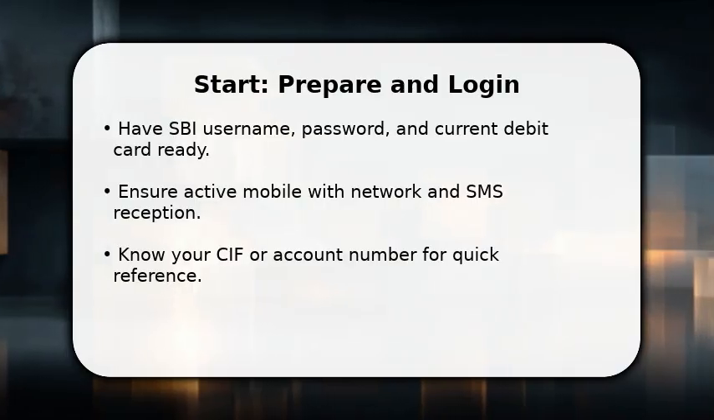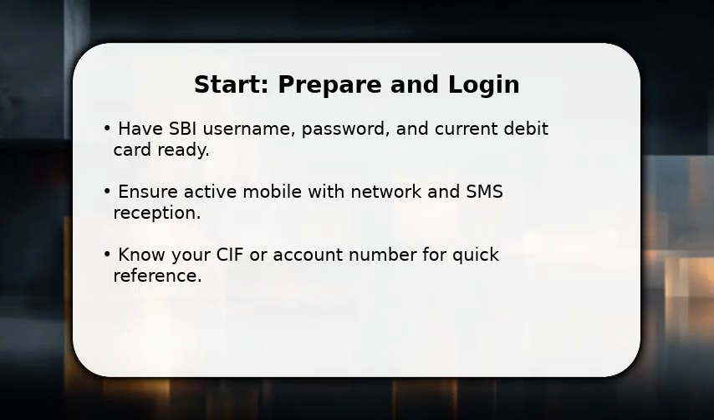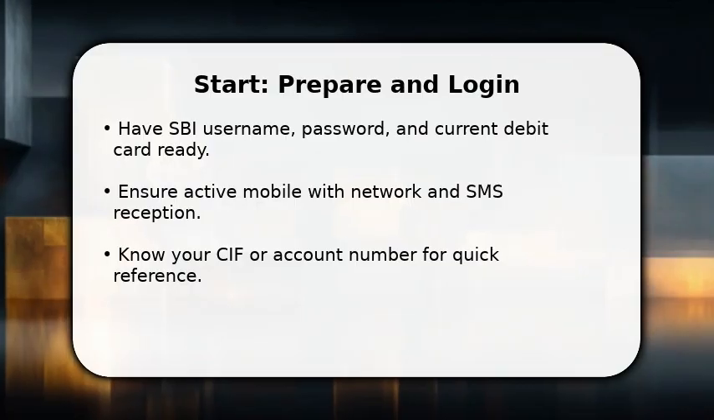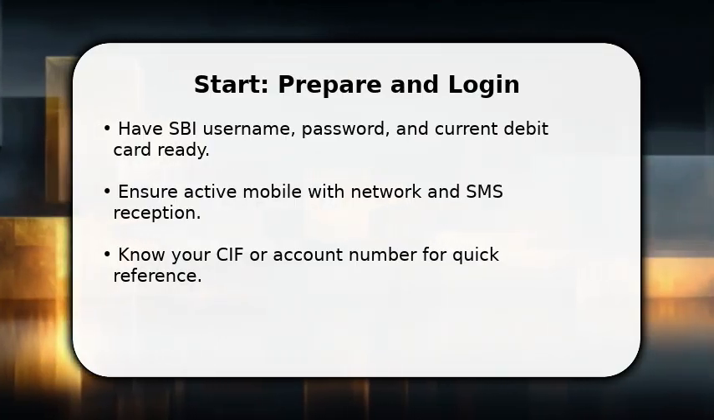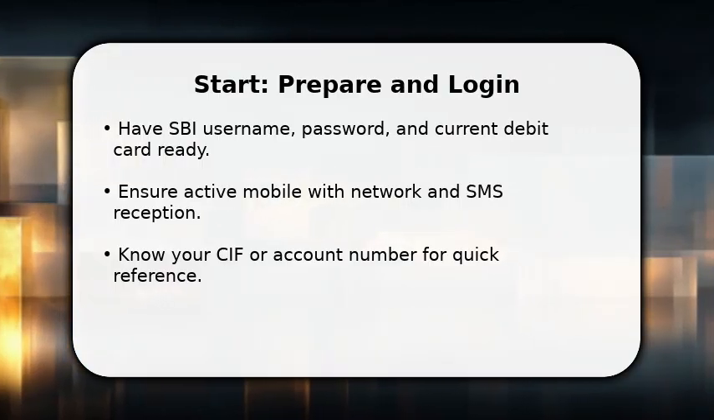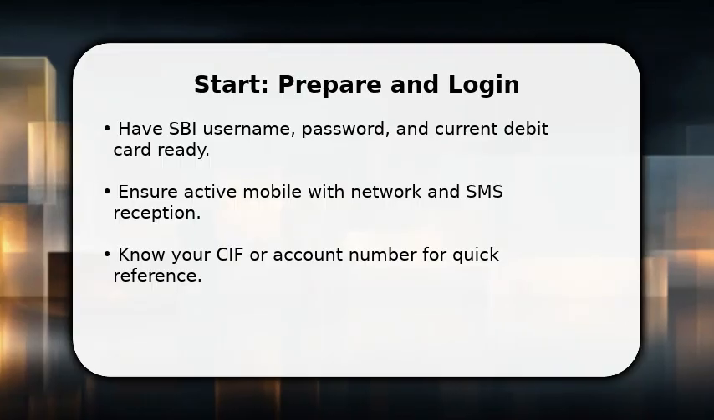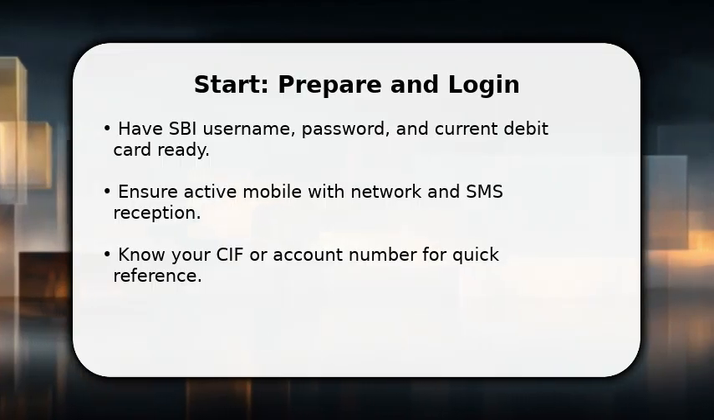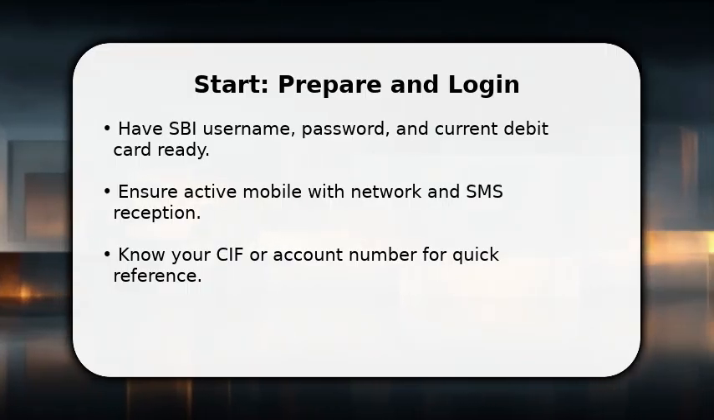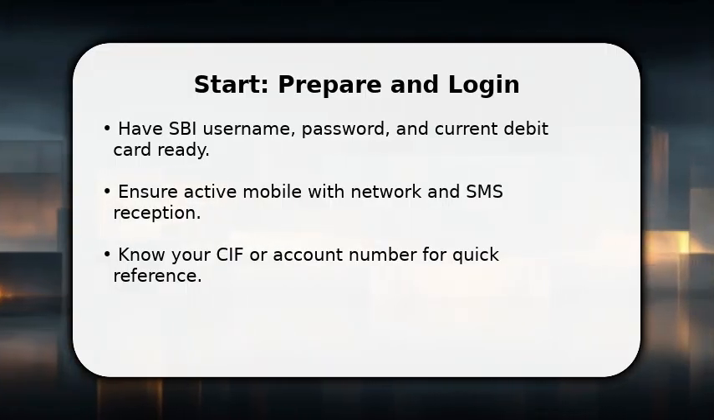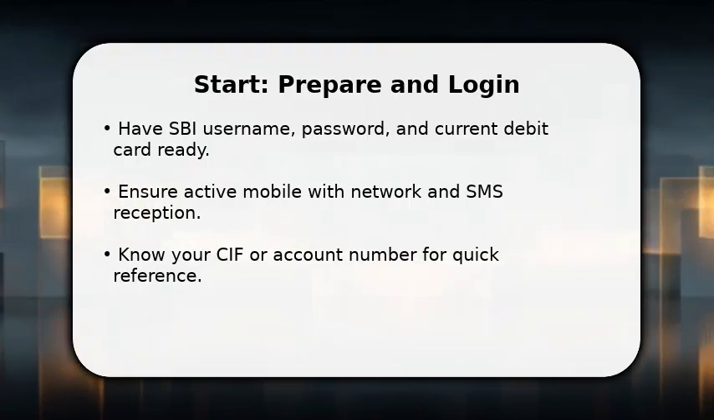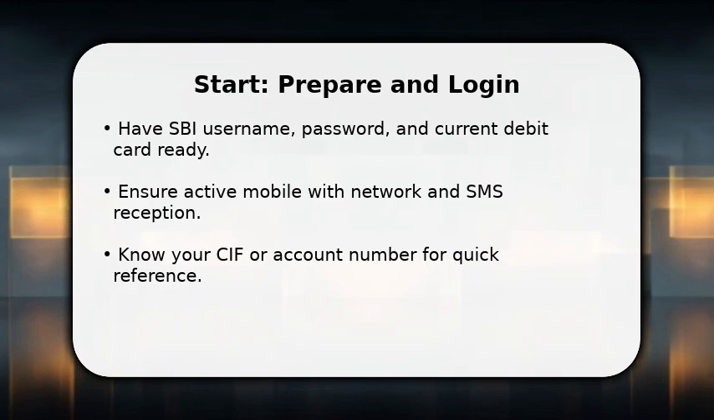You begin by preparing the essentials: your SBI username and password, a working mobile that receives SMS, and your debit card details. Once done, open the SBI Internet Banking portal and securely log in. Make sure you use the correct profile if you manage multiple accounts, because changes apply to the selected account. You're starting now to link the mobile. This saves time at the branch and enables OTPs for transactions immediately after verification.